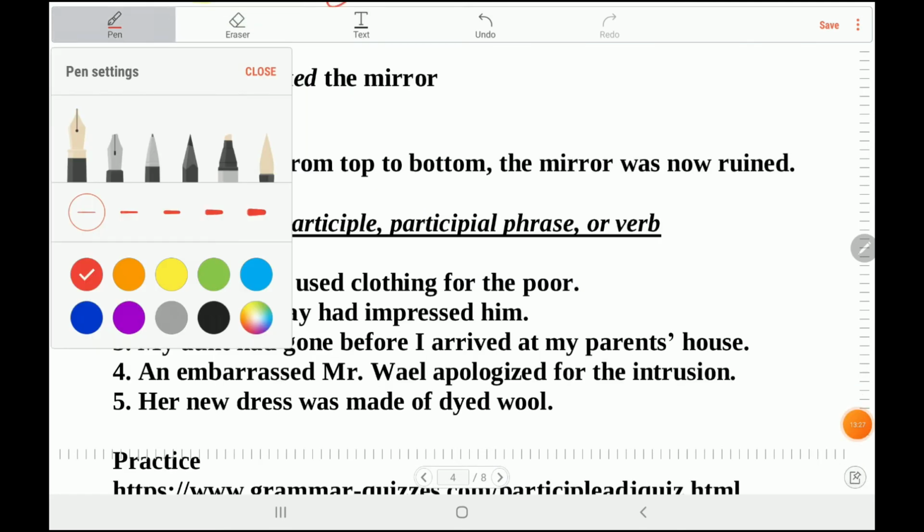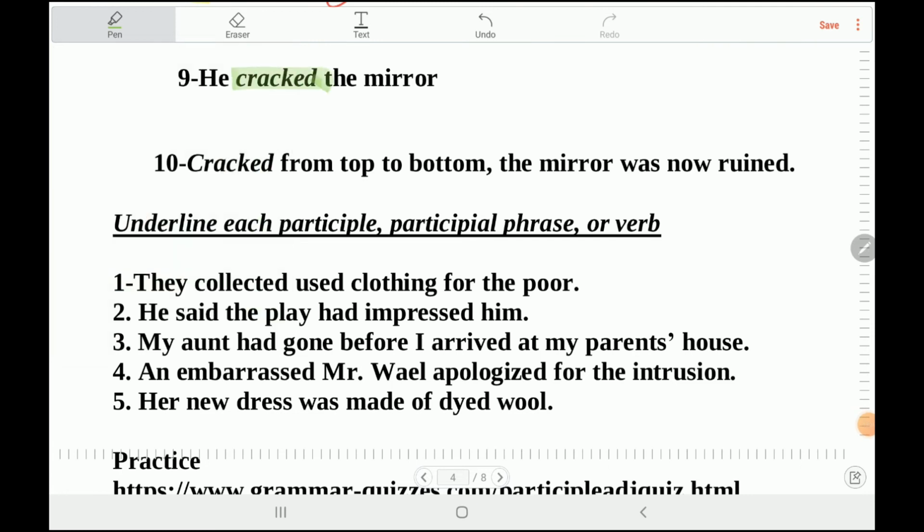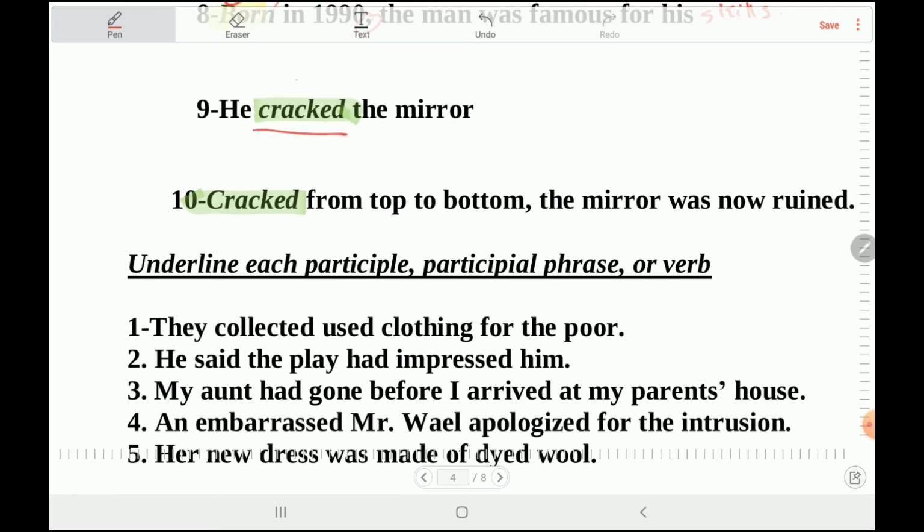Okay, the last two examples. He cracked the mirror. Cracked from top to bottom. The mirror was now ruined. Where is the modifier and where is the verb? He cracked: verb, of course, in the past, and the subject is he. Cracked from the top: is there a helping verb before it? No. So this is a modifier. What is cracked from top to bottom? You always ask yourself: what is cracked? You must have a comma and then the subject, which it describes: the mirror was now ruined.